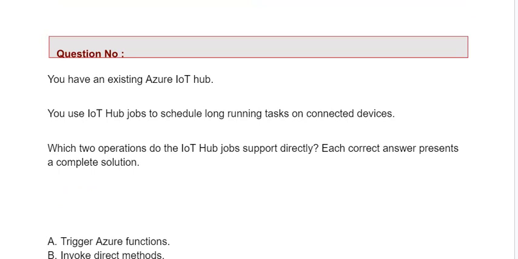Next question is, you have an existing Azure IoT Hub. You use IoT Hub jobs to schedule long-running tasks on connected devices. Which two operations do the IoT Hub jobs support directly? Each correct answer presents a complete solution.